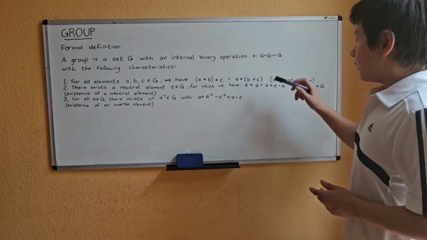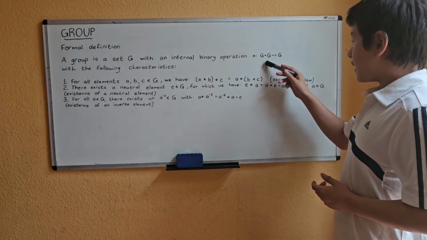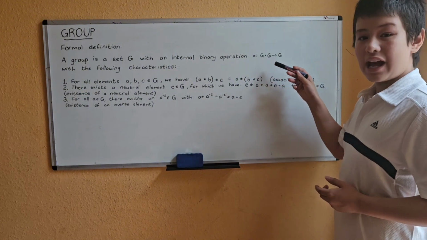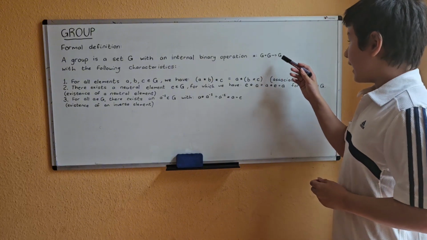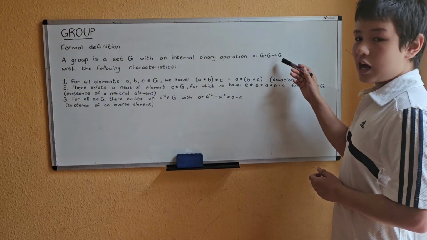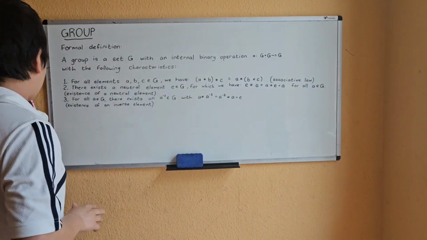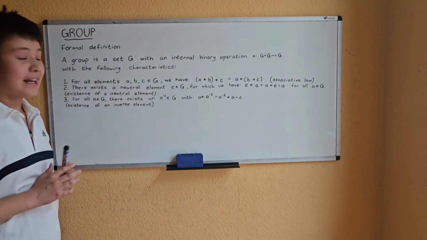And then it comes with an input and an output. Now this just means that there are two inputs and both of them are in G, and this is the output and it's part of G. So it's simple really. And it comes with the following characteristics.